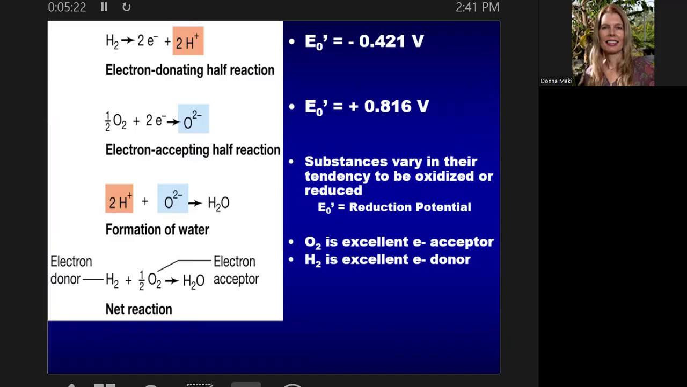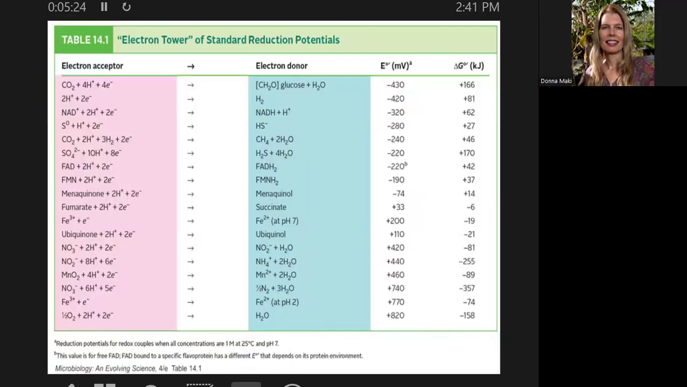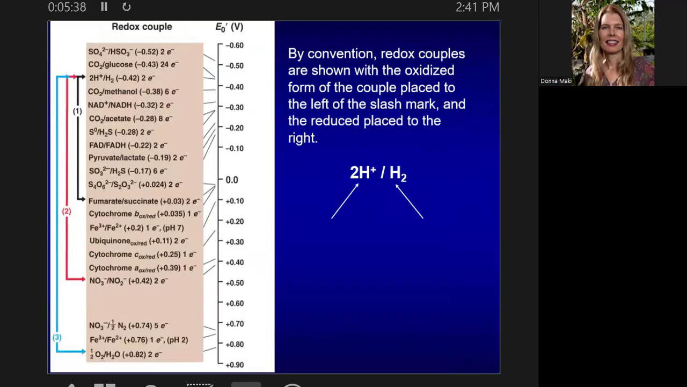Okay, your book has this table, which is the so-called electron tower. And it gives you reduction potentials with the kind of half reactions here. To me, that doesn't work well with my brain. I prefer this one, so I'm going to teach off of this one. It's presented a little differently. So this is giving redox couples. This is a tower showing redox couples.